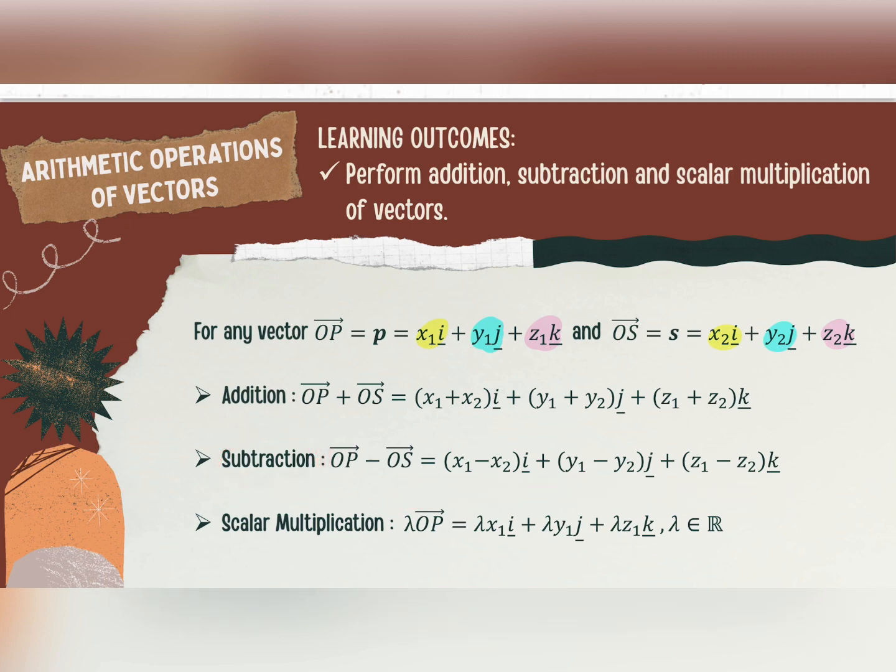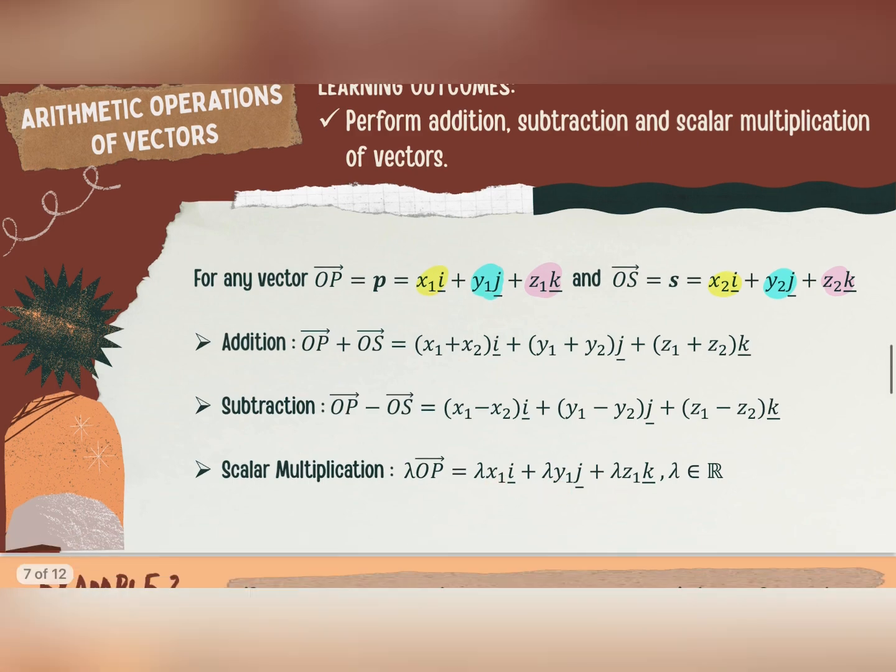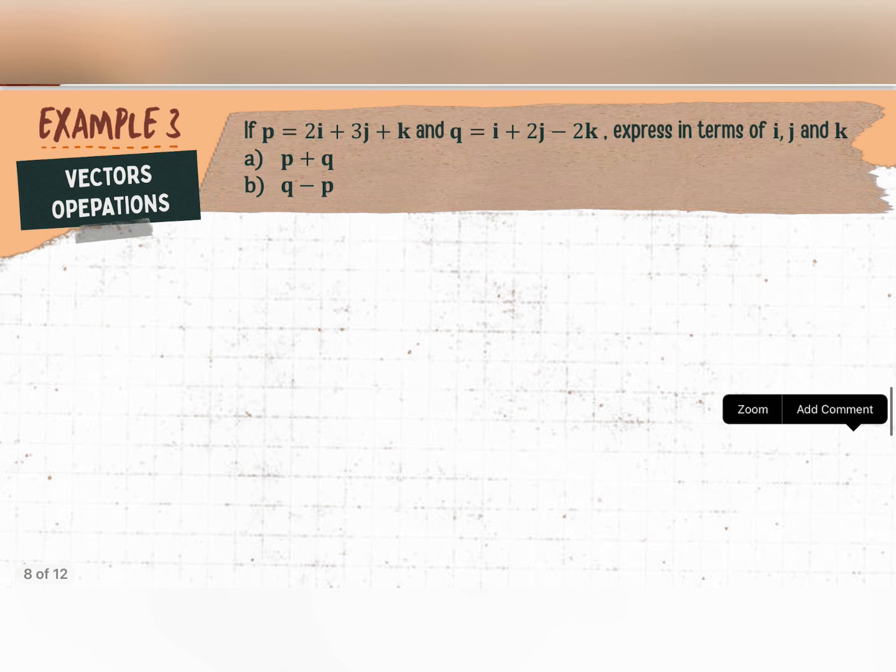And finally, for scalar multiplication, let's say kita nak cari lambda of OP. So, each of the coefficients of i, j, k here will be multiplied by lambda juga. Okay, so ini adalah benda yang simple lah. Okay, let's tengok example 3.